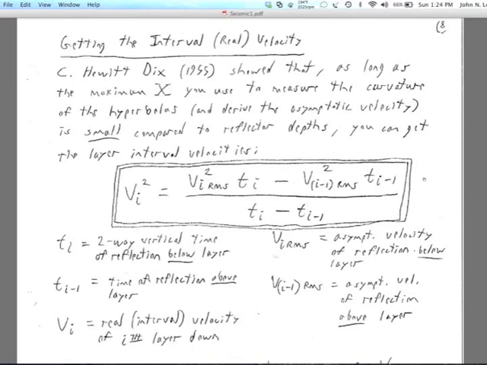And the equation is pretty accurate, at least for flat reflectors. Okay, so the interval velocity squared of the ith layer down is the RMS velocity, the NMO velocity, of the ith reflector.